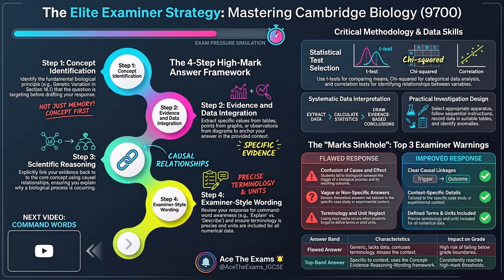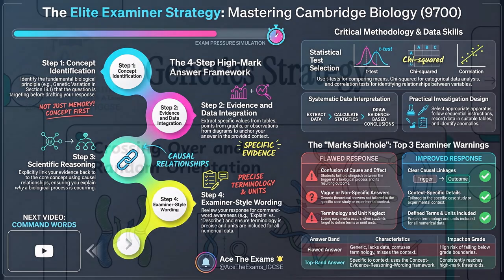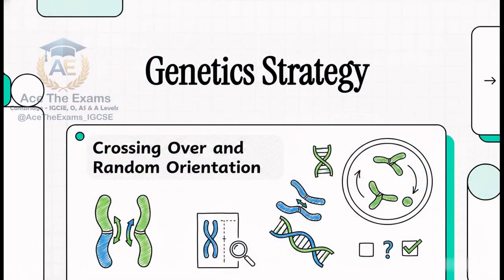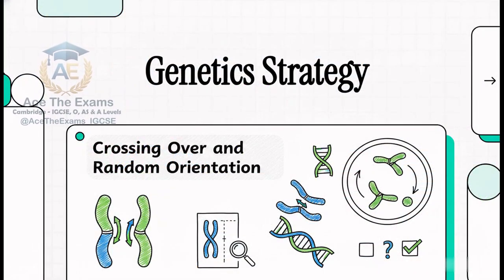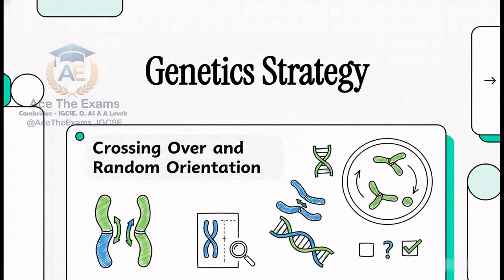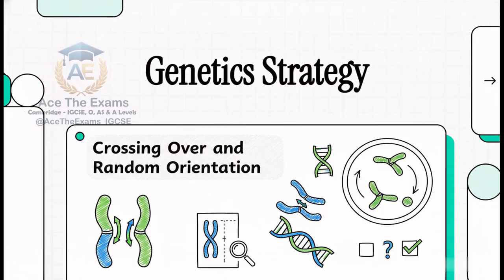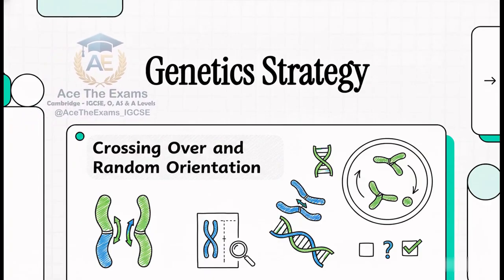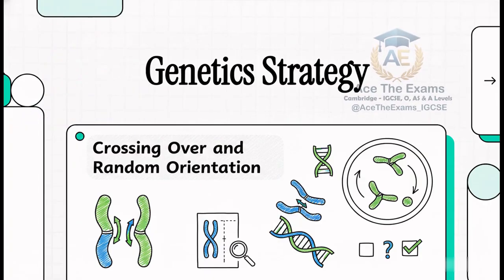Welcome to This Explainer. Today, we are tackling a massive hurdle: how to secure maximum marks and totally avoid the common pitfalls in Cambridge Biology Topic 16.1, Crossing Over and Random Orientation. If you've been mysteriously dropping points on past papers, we're going to decode the mark scheme right now and completely transform the way you approach genetic variation.